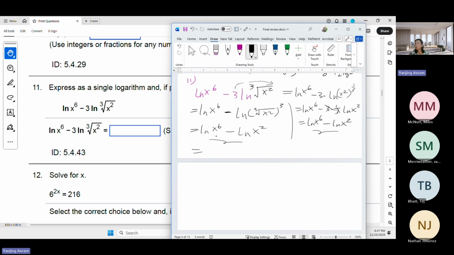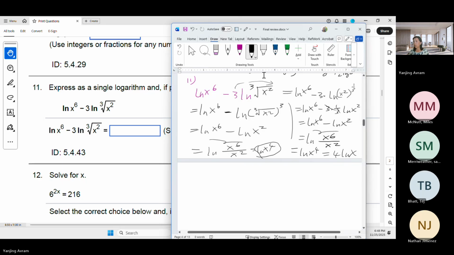And then this one will be the quotient rule, right? So quotient rule. So this will be x to the 6 divided by x squared. Same thing, quotient rule, x to the 6 divided by x squared. And of course, you simplify this one. So this will be just ln x to the 4, right? ln x to the 4. And if you want to simplify even more, you can take the 4 to the front, become the coefficient. So that will be just 4 ln x. All right. Or you can leave it as ln x to the 4, leave this one as the final answer, still fine. Okay. All right. So that is using the properties, you combine it into one single logarithm.